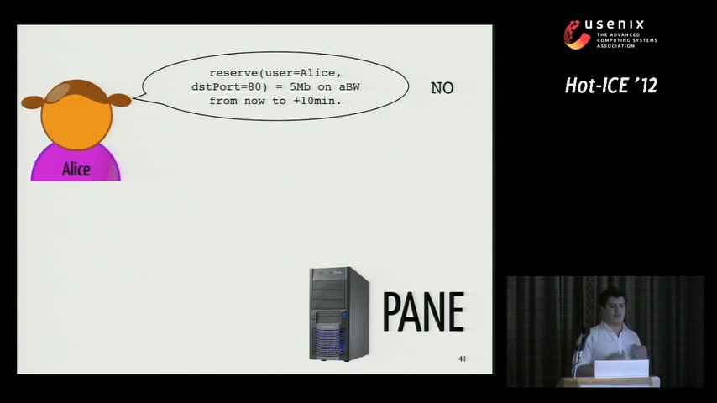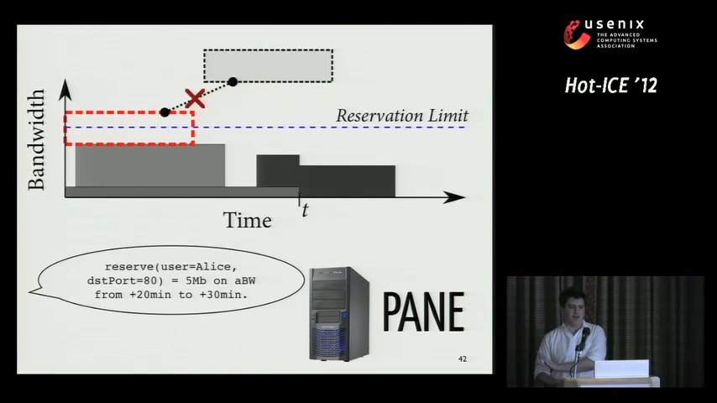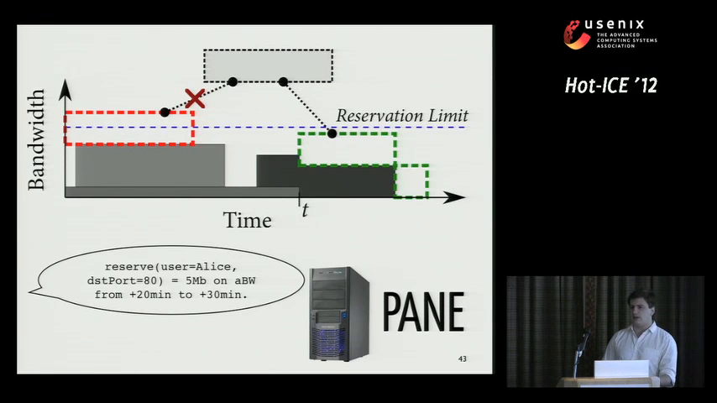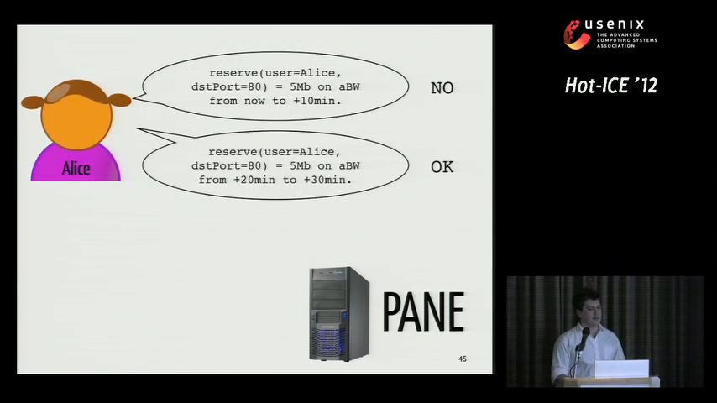Next, Alice retrieves the schedule of accepted requests from the controller and creates a new request for the same bandwidth, but now starting 20 minutes in the future. The controller takes the new request and checks if it can be installed at the new time. Because accepting this reservation would no longer exceed the limit, the controller returns a successful confirmation to Alice. When the reservation begins in 20 minutes, the PANE controller will establish the appropriate queues on the switches and provide Alice's traffic with the requested bandwidth.